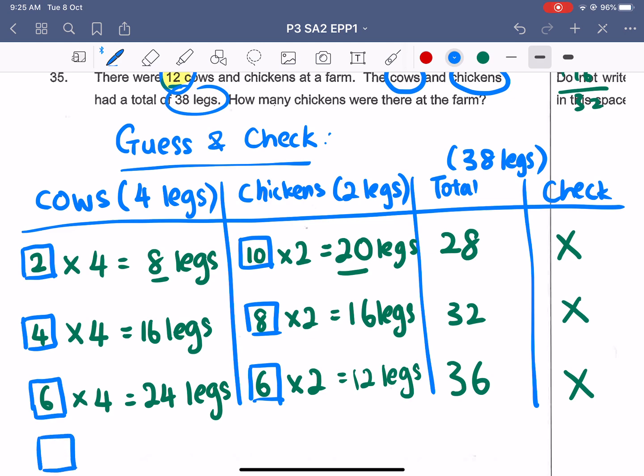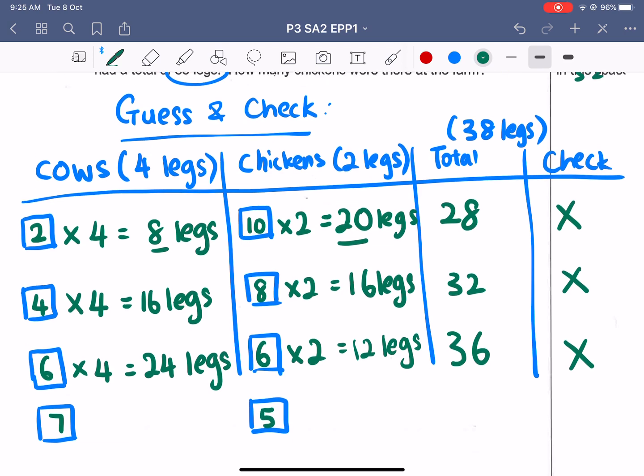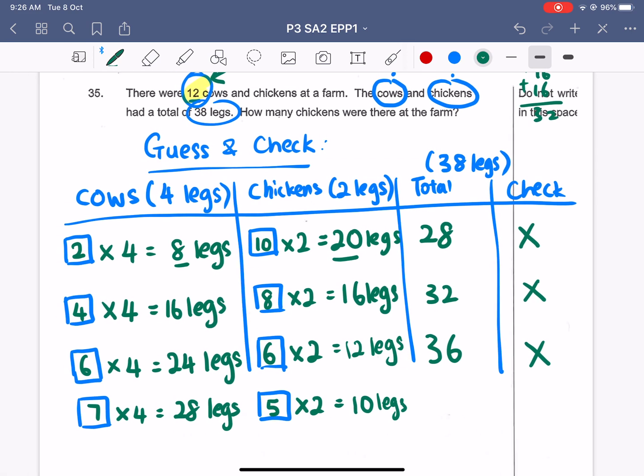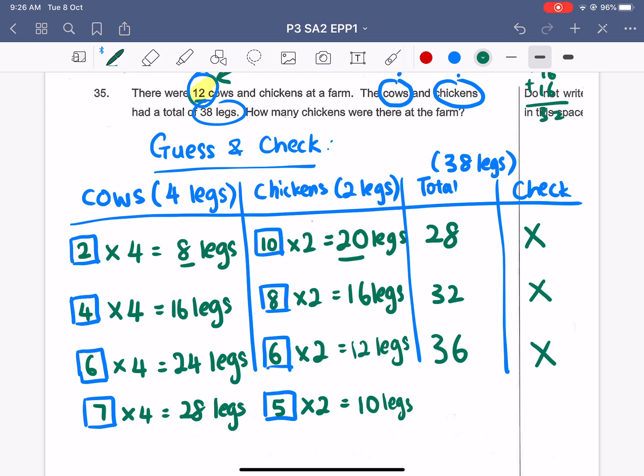I'm going to guess a number that's quite close. Now I'm going to guess 7. Okay, if there's 7 cows, then there will be 5 chickens. So 7 times 4 is 28 legs. What about chicken? Chicken has 2 legs and there are 5 chickens, so 10 legs altogether. And let's add up the total. 28 plus 10 gives me a total of 38 legs. Bingo! So I got it.